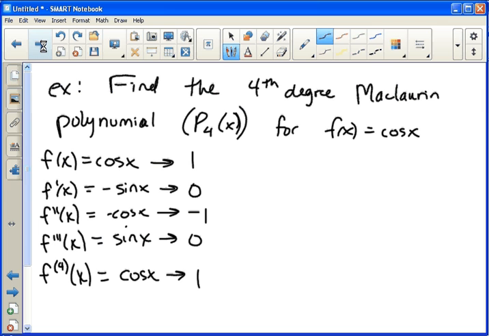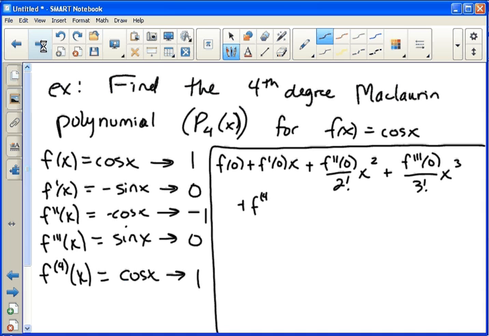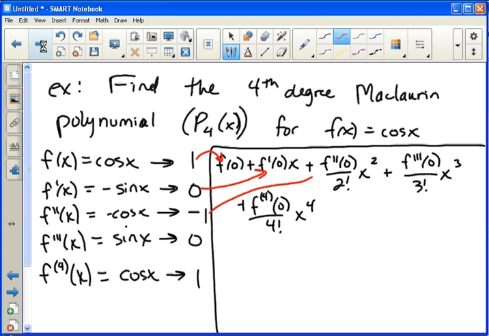Okay, now let's just remind ourselves what the general formula looks like. It's f of 0 plus f prime of 0 times x plus f double prime of 0 over 2 factorial times x squared plus f triple prime of 0 over 3 factorial times x cubed plus f fourth derivative of f of 0 over 4 factorial x to the fourth. So all we have to do is plug these numbers in for the f's. So 1 goes in for f of 0, 0 goes in for f prime, negative 1 goes in for f double prime, and so on.